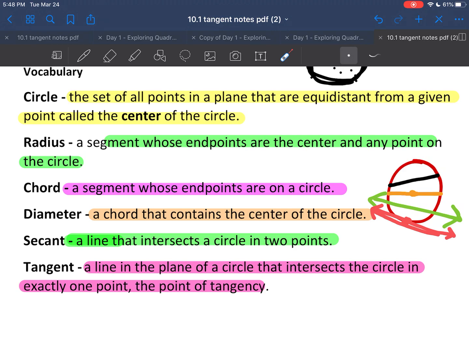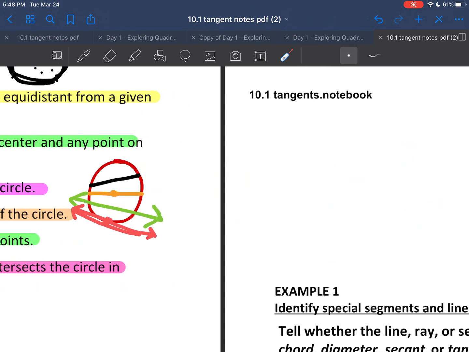So this section is mostly about tangents. We will come back to talk more about chords and secants. Of course, radius and diameter you are hopefully familiar with from earlier math classes. So if you need to pause this video, please do. Otherwise, I am going to continue on so the video isn't too long.